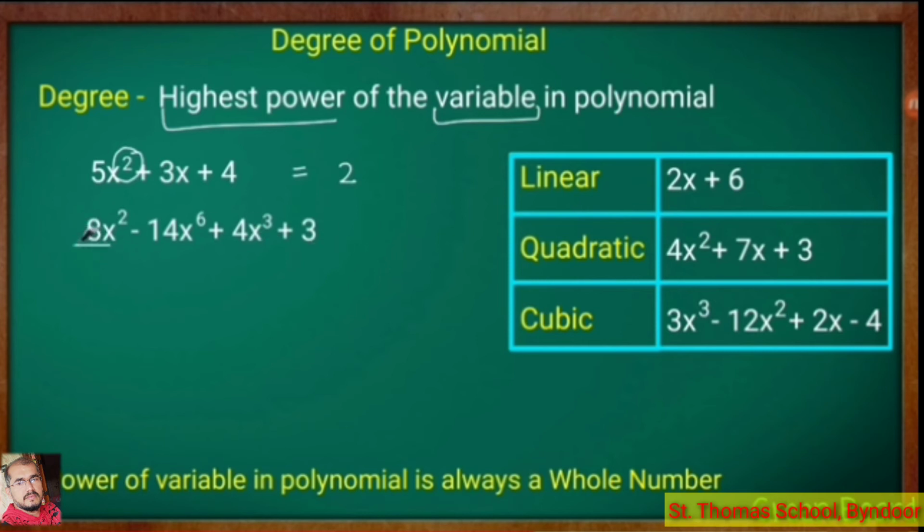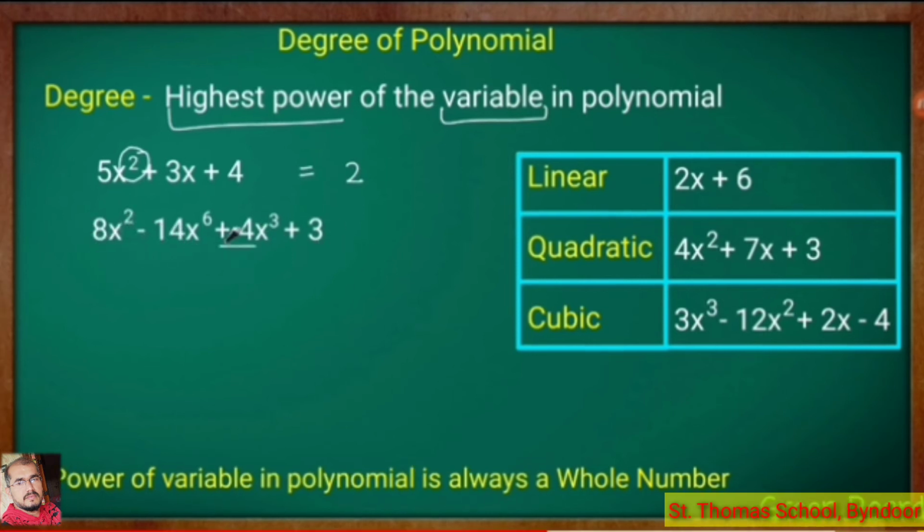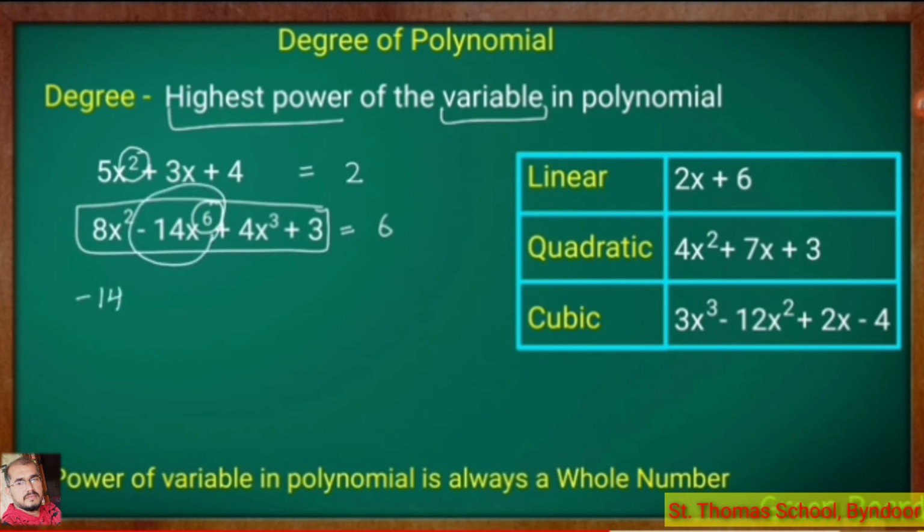In this example, 8x square minus 14x to the power of 6 plus 4x cube plus 3, the highest power is 6, so the degree is 6. But this is not written in the standard form. In standard form, you have to write the highest power of the variable first. Which is the highest? Minus 14x to the power of 6. That is the first term.